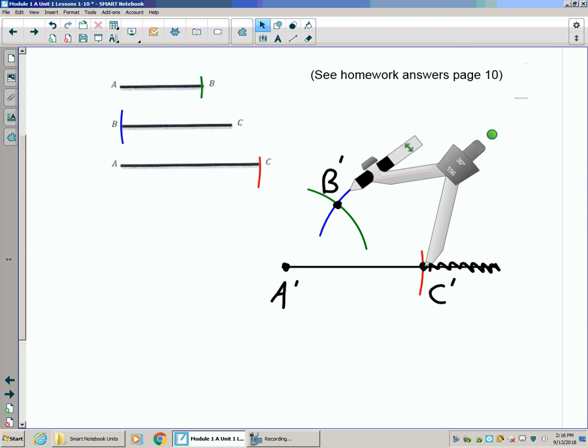And then, like always, we're going to use the straight edge, and I'm going to use the Smartboard straight edge to make nice straight lines. So there's our triangle, ABC, the scalene triangle.